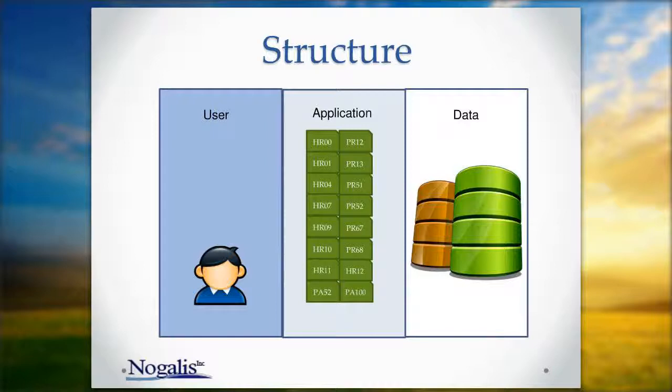So really, to retrieve that data, you create a call to one of the screens. The user clicks on HR11, for example. HR11 then has a set of rules that go to the database to retrieve data and to manipulate data. And then the database returns the data to HR11, and then HR11 shows it to you in Portal.